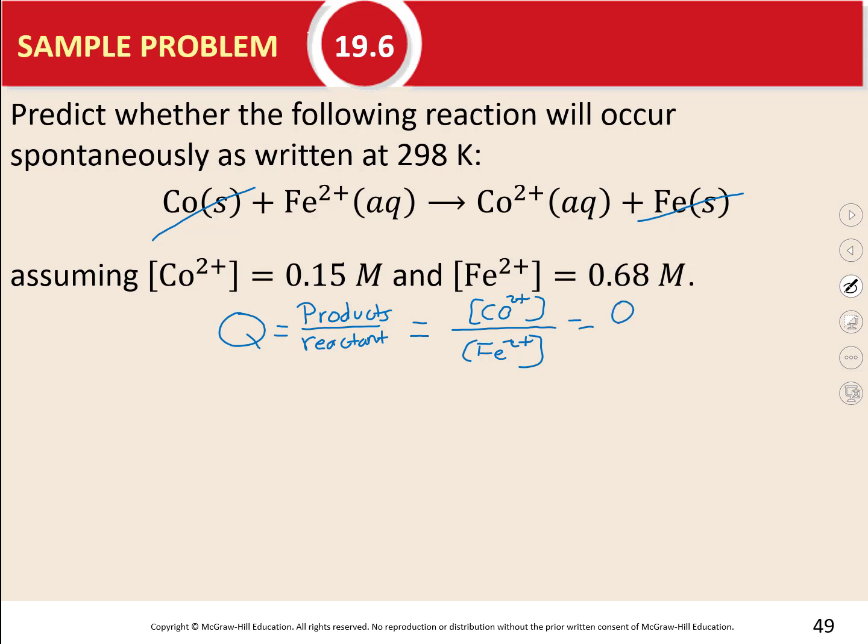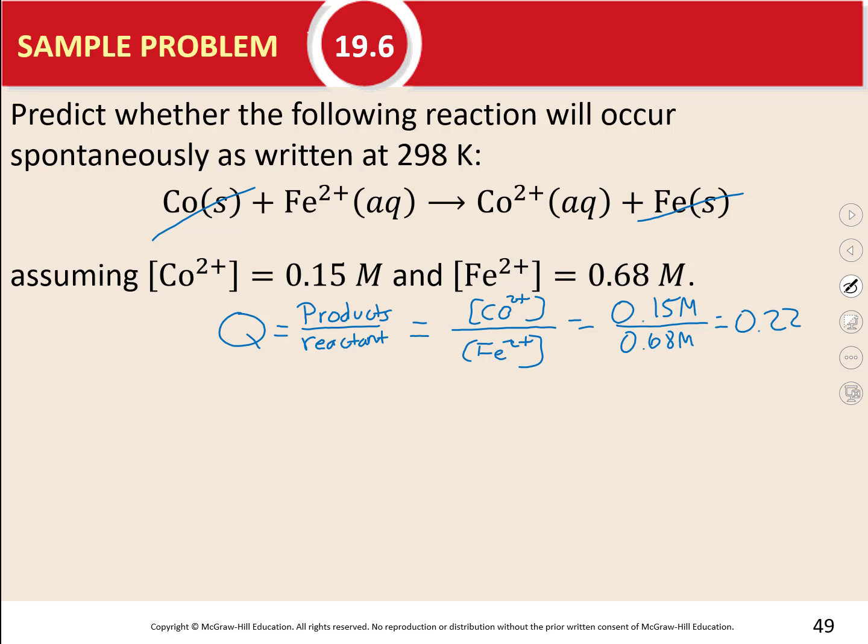Plug in the numbers we got. 0.15 molar over 0.68 molar. And what is the value of Q? Good, 0.22. So that is our Q that we're going to use in our Nernst equation. The other thing we need for the Nernst equation is E standard of the cell. So E standard of the cell is cathode minus anode.